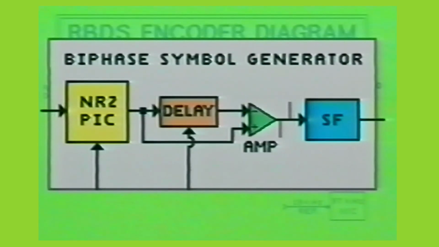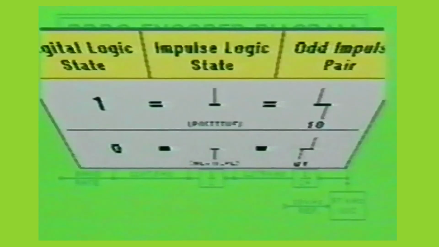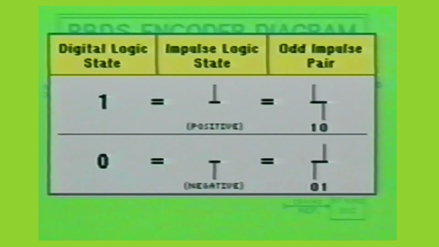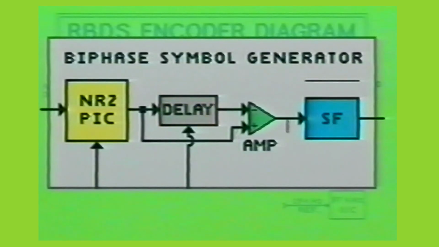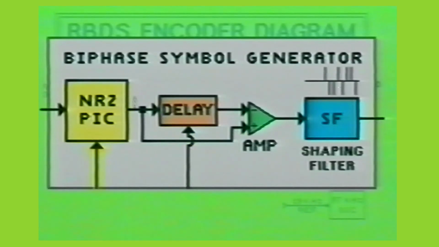As you can see from the chart shown here, the binary representation of positive and negative impulses reflects the actual biphase process of encoding each bit of data. The two impulses representing each bit are referred to as an odd impulse pair. Now, the series of positive and negative going impulses are applied to a shaping filter, where they will basically configure a biphase waveform.